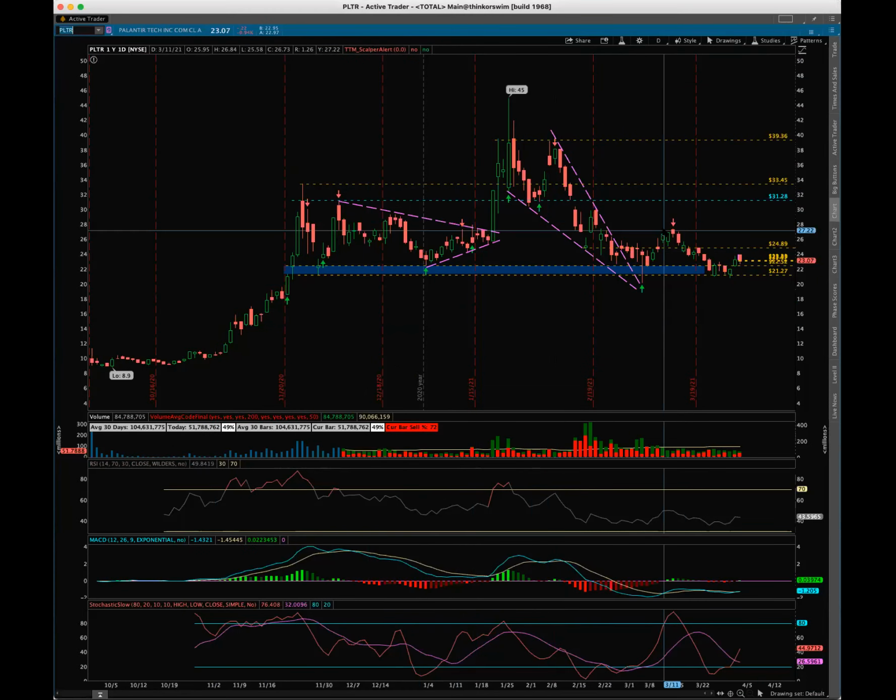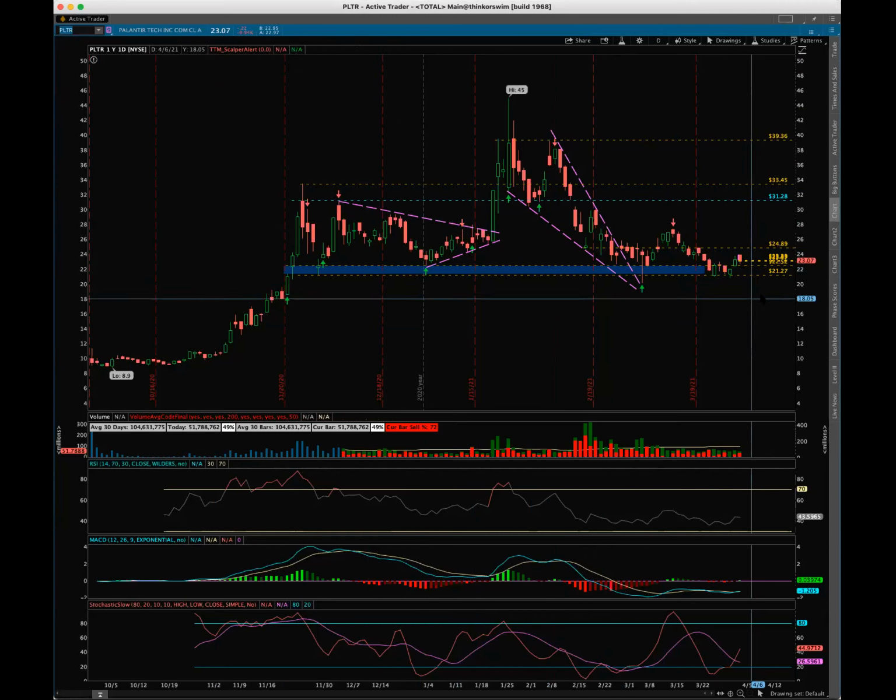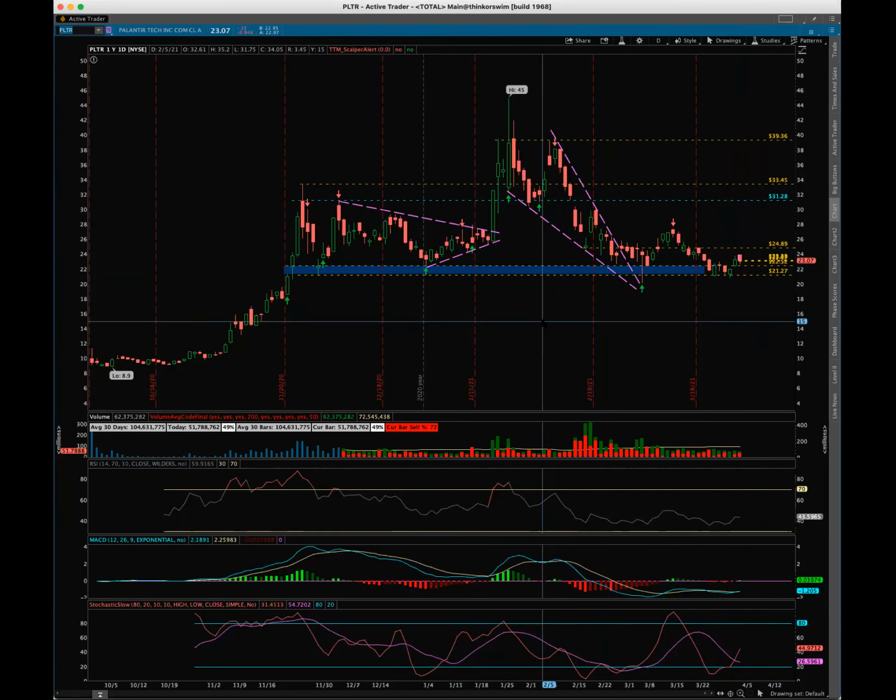But here, let me go ahead and share back my screen itself. And this is Palantir. It's my other monitor. But anyways, do you guys have any questions? Again, this script itself is in the resources channel. If you guys are having trouble inputting it into your TOS charts, just DM me, let me know.